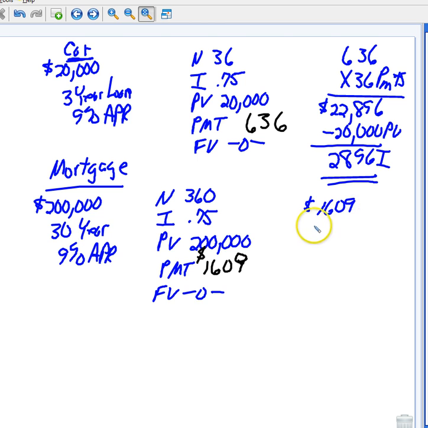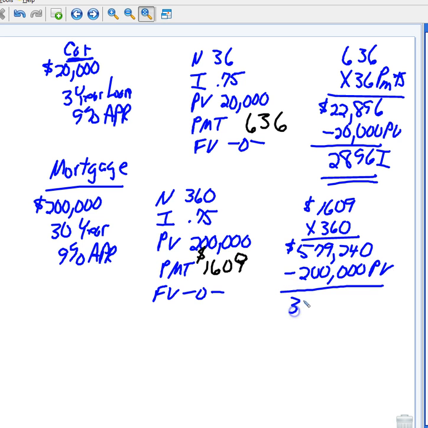So 1609 is our payment times 360. What do we get for that? So 1609 times 360. We're going to pay $579,240 over the life of that mortgage. Remember, we only borrowed $200,000. So ouch, ouch, ouch. There is the total interest cost over the life of that mortgage.